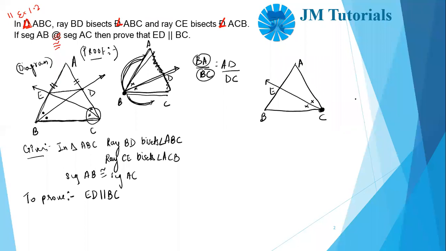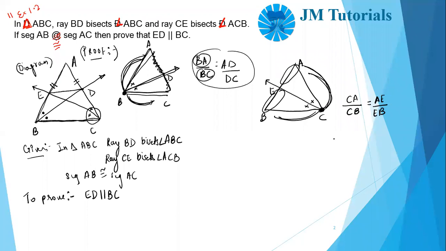CA upon CB is equal to. So basically you start from here, CA. Always remember, you start from the vertex where the angle is being bisected, then there will be no confusion. CA upon CB, and because you took CA first, AE will come, upon then EB will come. So now I got this and I got this.